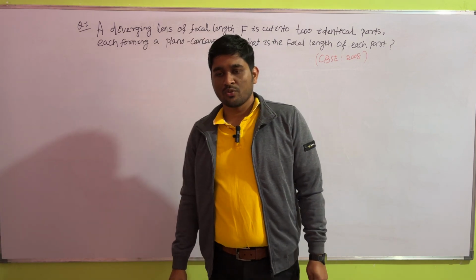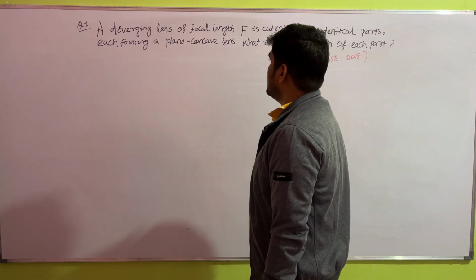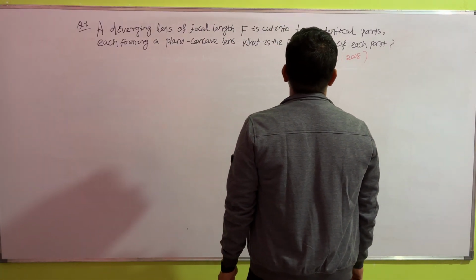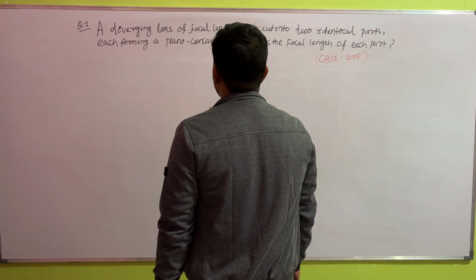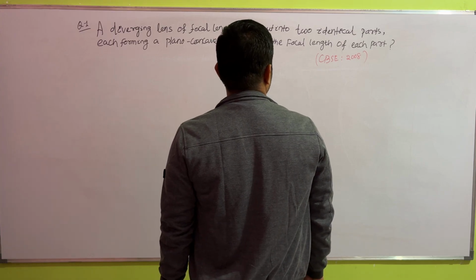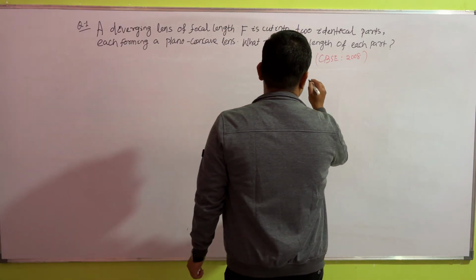Next, the question is: a diverging lens of focal length f is cut into two identical parts, each forming a plano concave lens. What is the focal length of each part? First, the diagram.